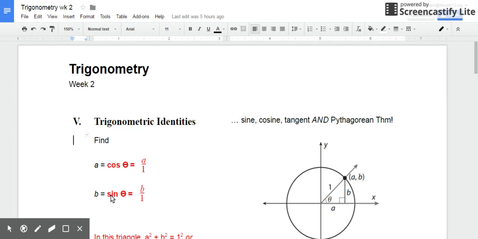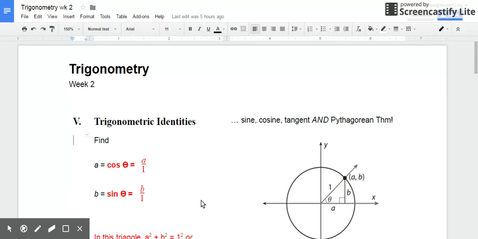And if we do the same thing for B, B is the opposite side from angle theta, so you would be taking sine of theta to get B. So B is equal to sine of theta, which is B over 1, opposite over hypotenuse. So that is what B is equal to, the sine of theta.